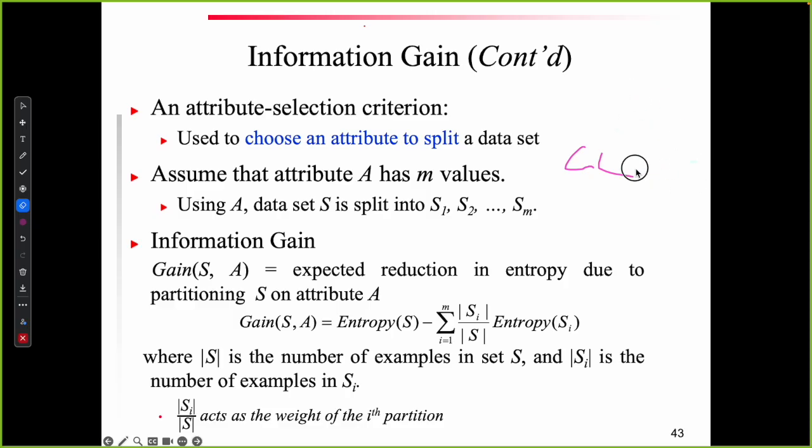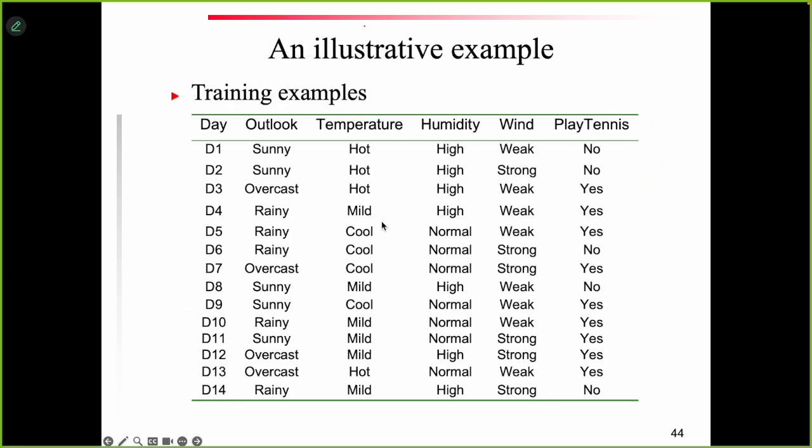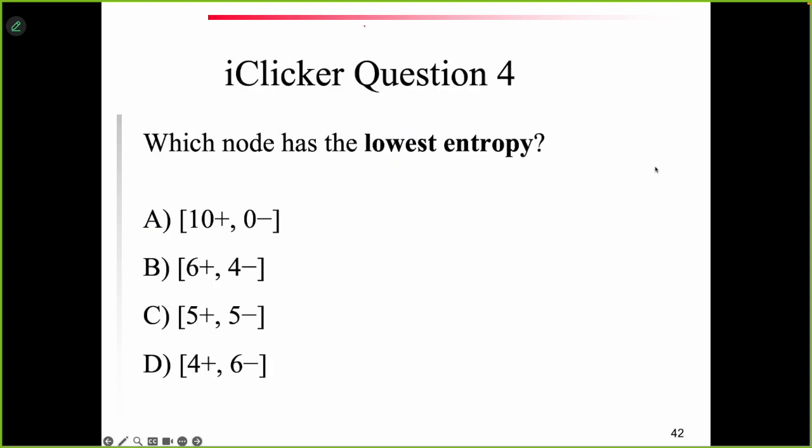this session, let's quickly do the last iClicker question for today's session. It asks which node has the lowest entropy. The higher the entropy, the higher the impurity, right? So when the entropy is lower, it is purer. And when it is purer, it mostly belongs to the same class. Okay, let's see the responses.